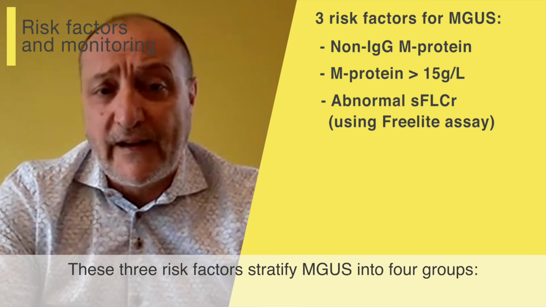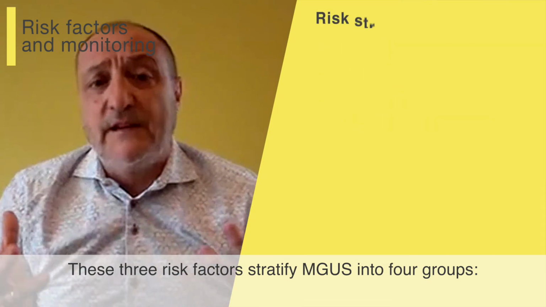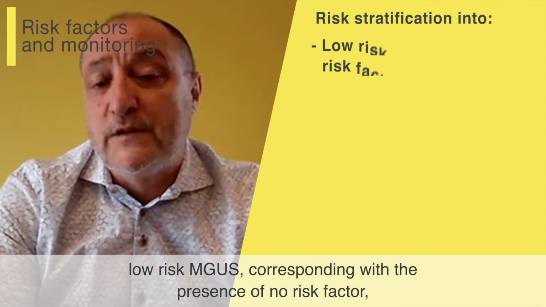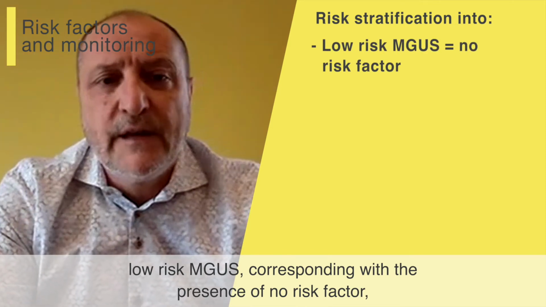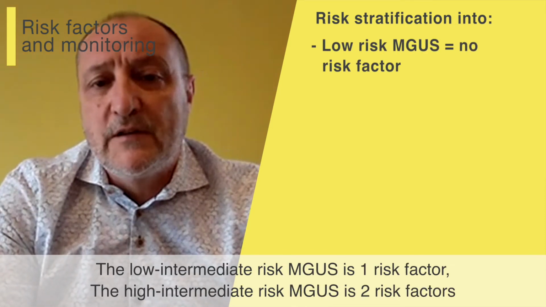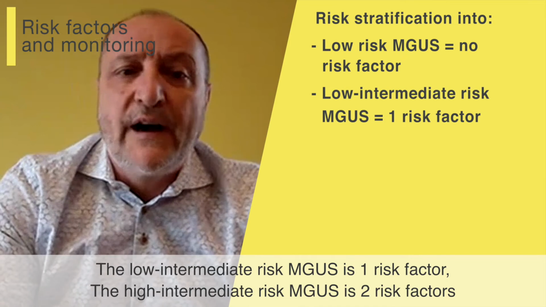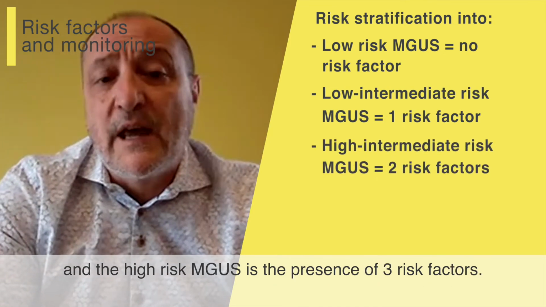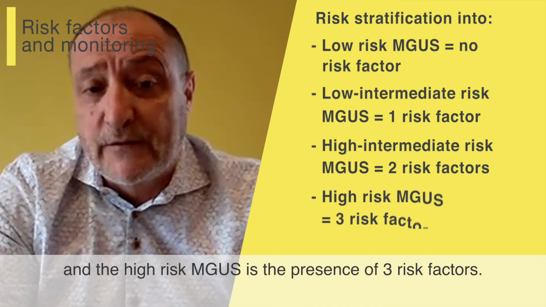These three risk factors stratify MGUS into four groups. The low risk MGUS corresponds with the presence of no risk factor. The low intermediate risk MGUS is one risk factor, the high intermediate risk MGUS is two risk factors, and the high risk MGUS is the presence of three risk factors.